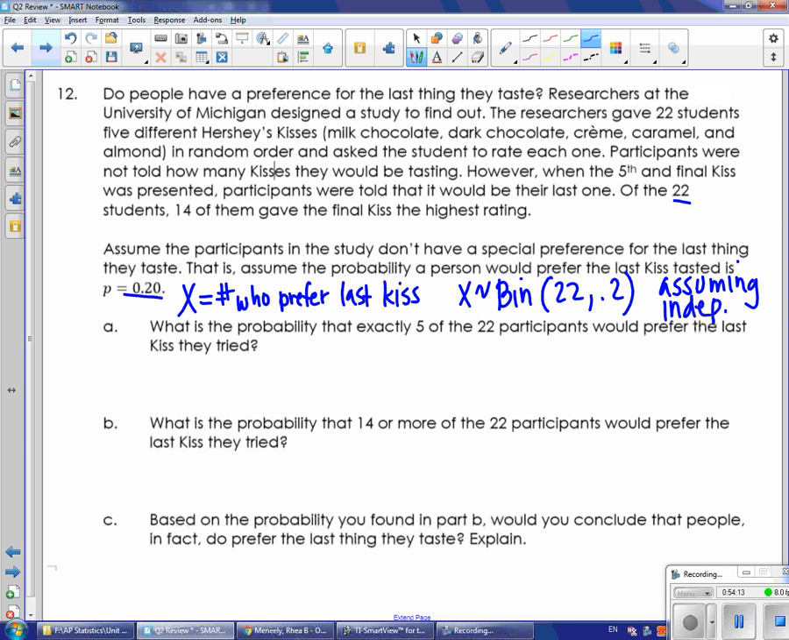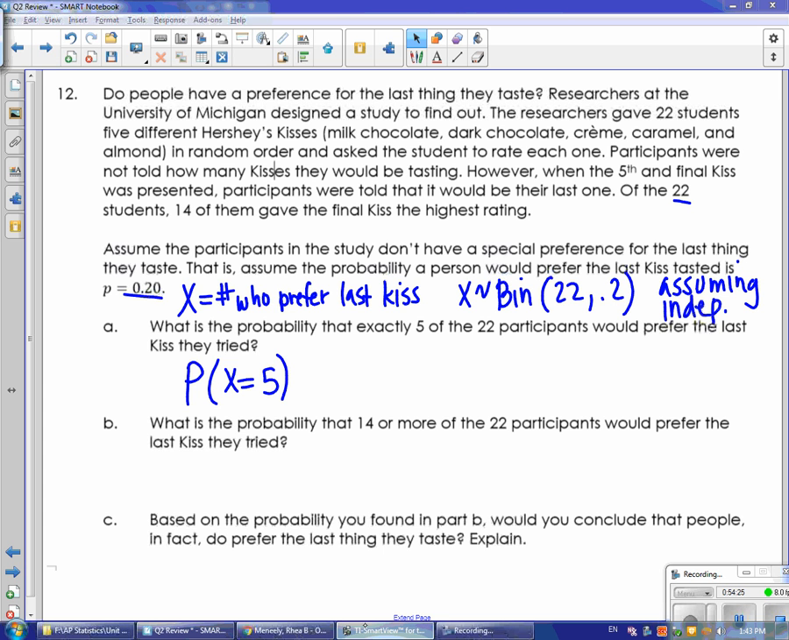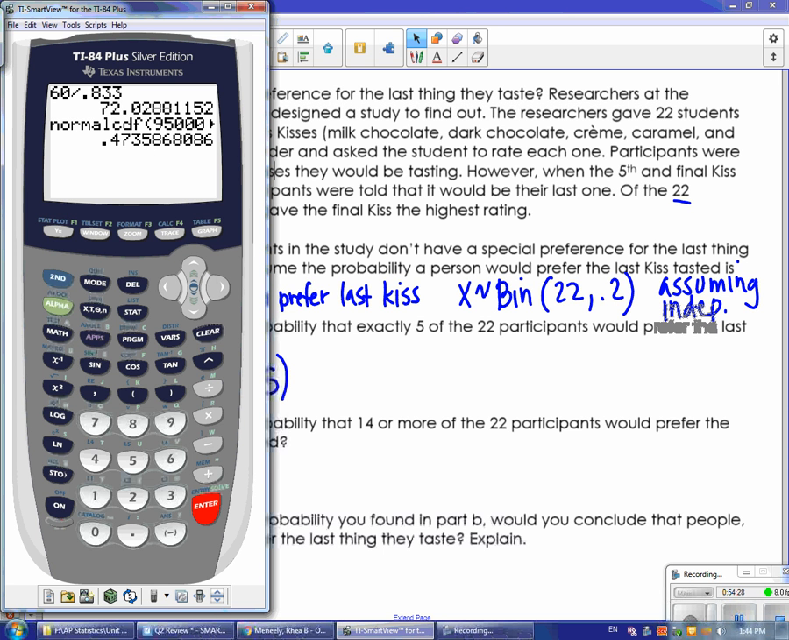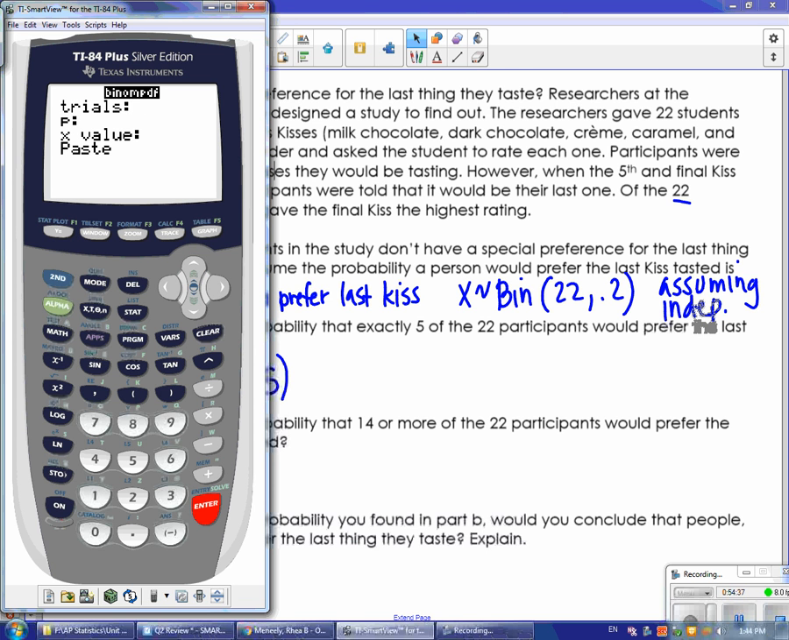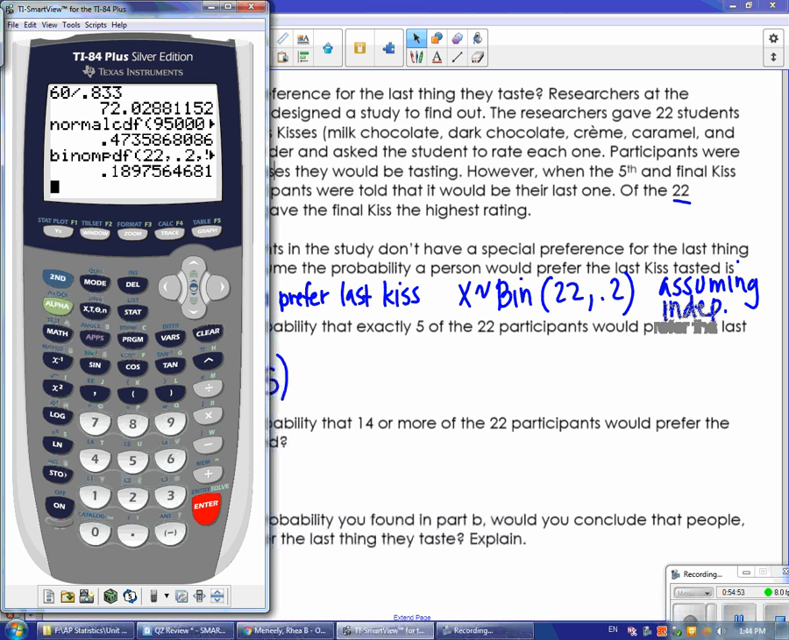So in letter A, it says, what's the probability that exactly 5 of the 22 participants would prefer the last kiss they tried? So I'm looking for the probability that X equals 5. On the calculator, I would use the PDF command. So I'm going to go to my distribution menu. It's easier if you scroll back and you want to select the binomial PDF. We always enter in, for binomials and geometrics, the parameters first. So n is 22, p is 0.2, and x is 5. So we're looking for 5 successes in n trials. And that gives me 0.18. Since the 9.7, that's going to actually round up to 0.19.